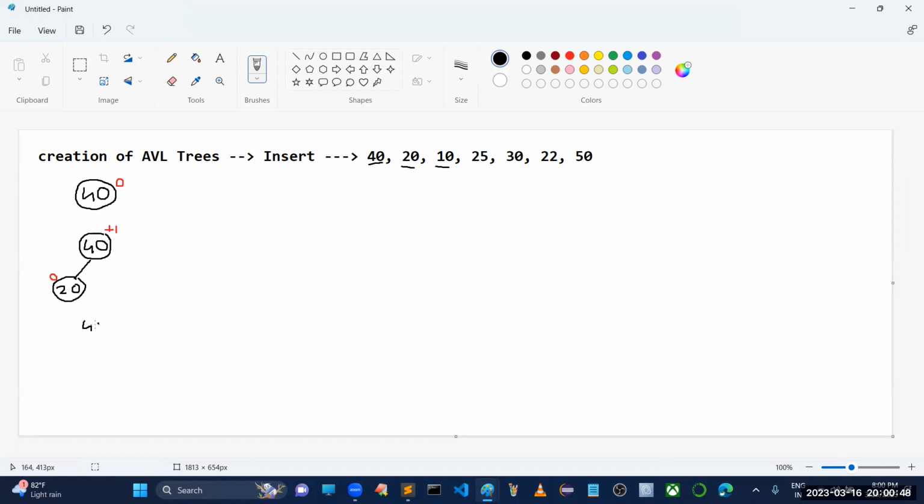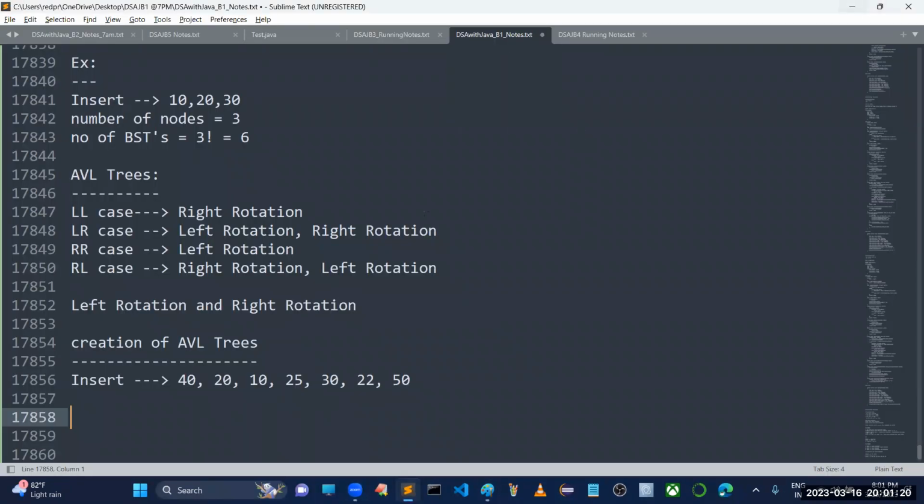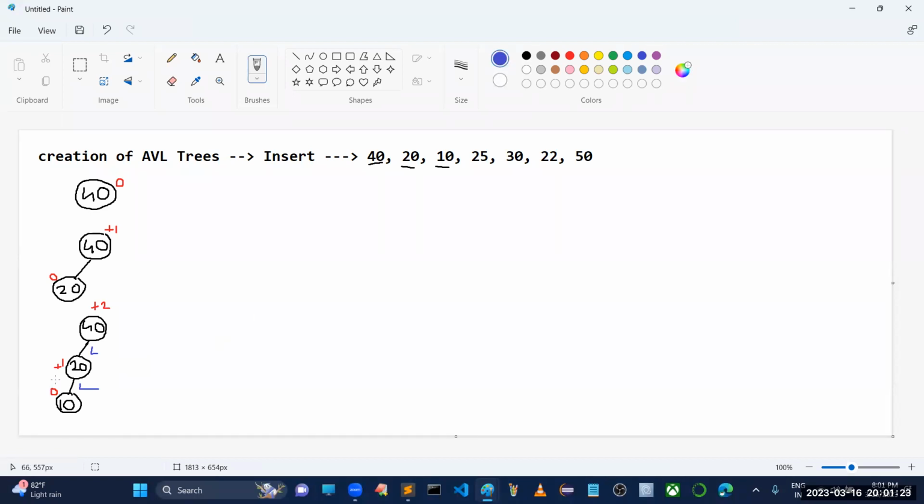That means 40 is there, and next 20 is already there. These two are already balanced. By adding 10, we got some issue. Sir, why? If you check the balance factor, it is 0, then plus 1, and this will become plus 2, right? 2 minus 0. Sir, is it balanced? No. Then which technique do we have to apply? LL. Sir, LL means which rotation? Right rotation. Left rotation means in this direction, and right rotation means in this direction.